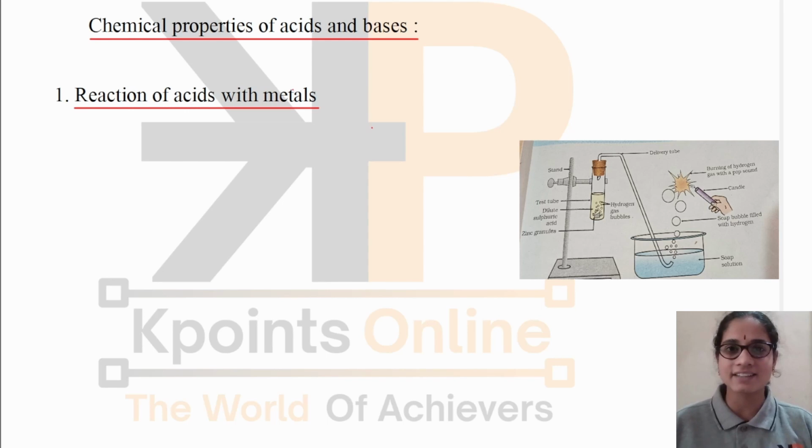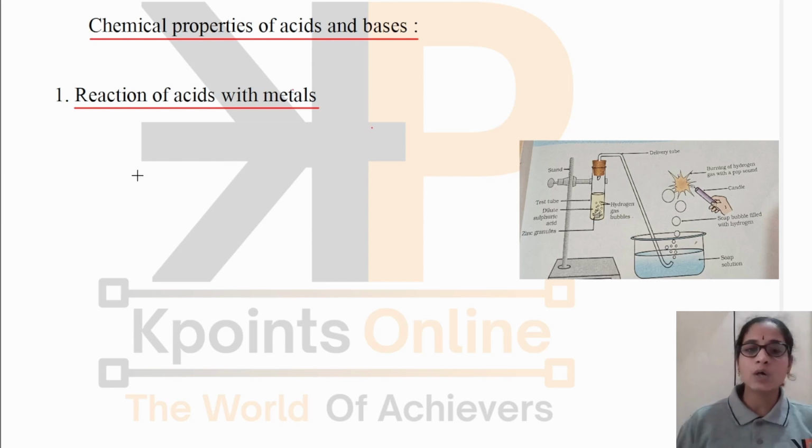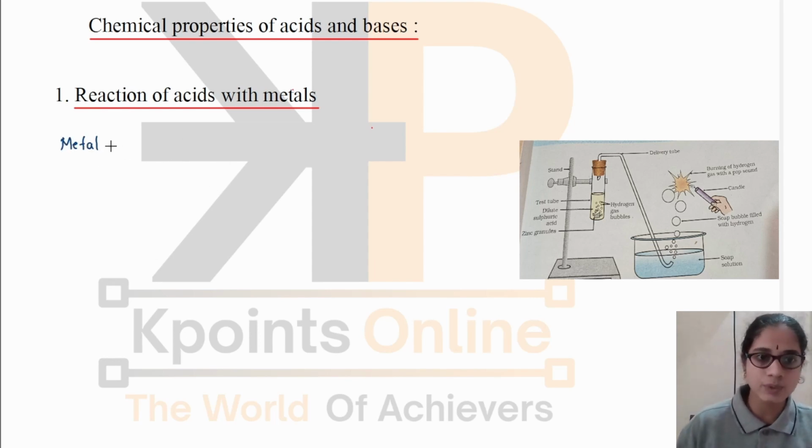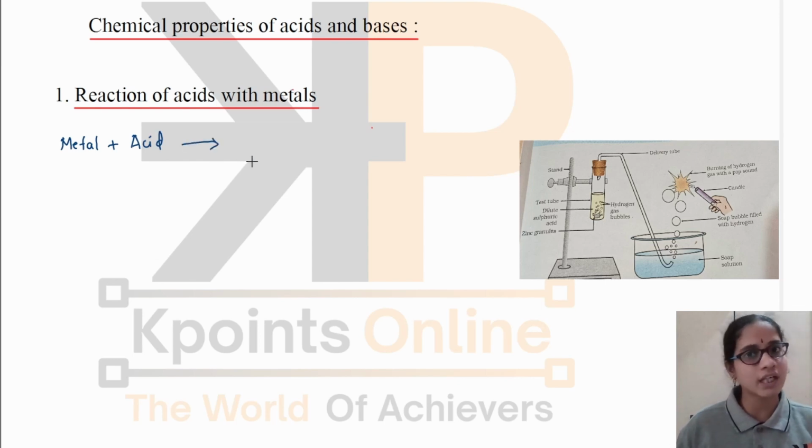Okay, let's get started. First, let us study the reactions of acids. The first reaction will be with metals. How do acids react with metals? When metals react with acids, or acids react with metals, what happens? There is a formation of salt and hydrogen gas.